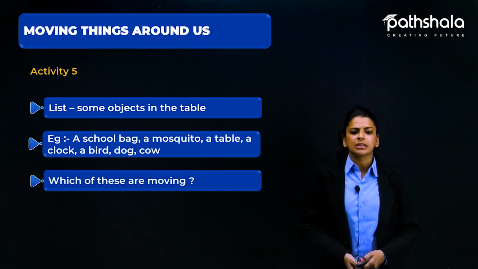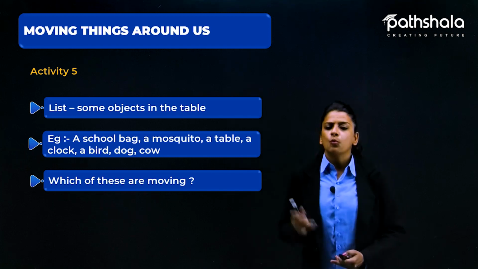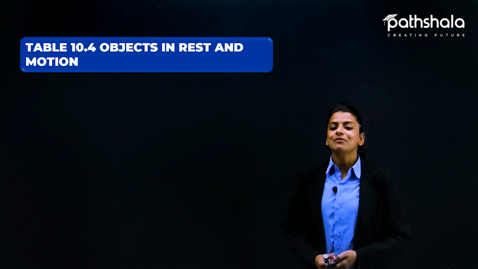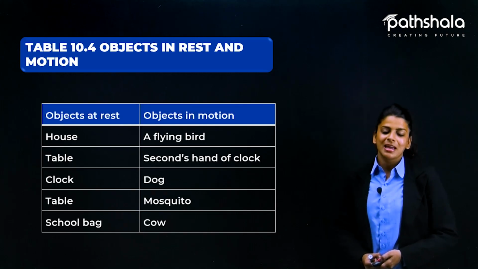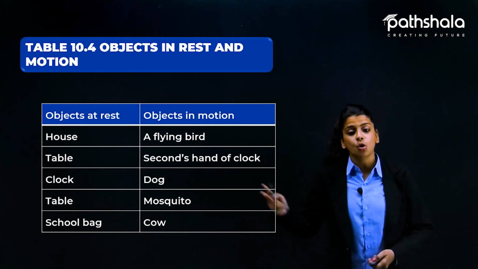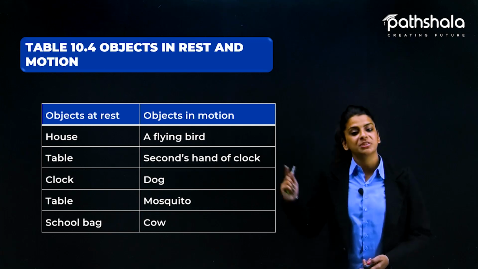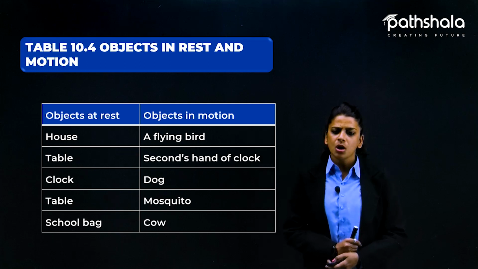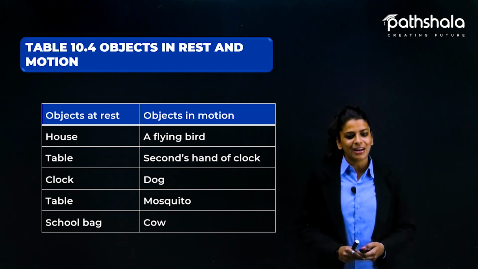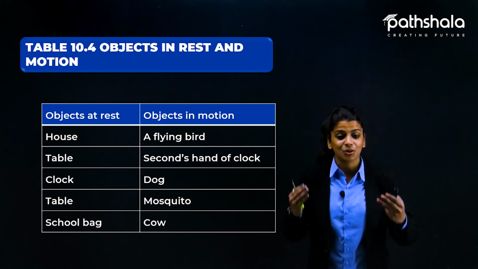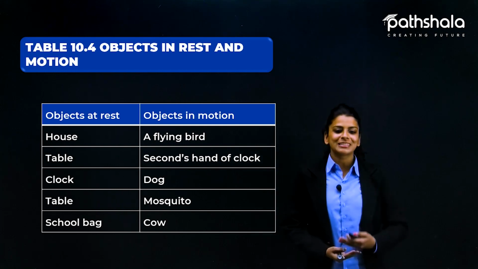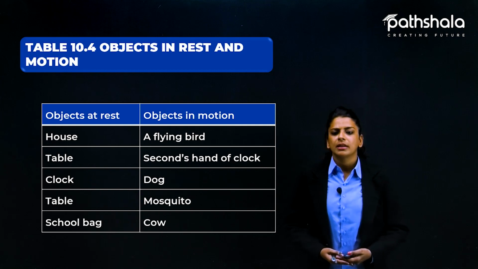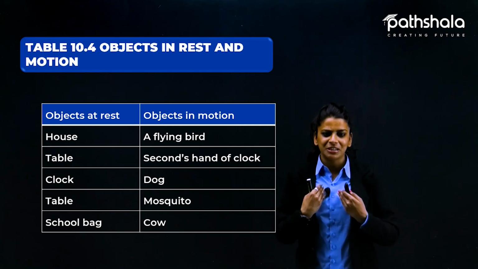So now we have to tell among these examples which things are moving and which are at rest. Here we have our table of observation. In this table we have two columns. One is for the objects at rest and the second one is for the objects in motion. So what are the objects which are at rest? The objects that cannot move. The examples are really very easy. According to our observations, the house in which we live is obviously at rest.